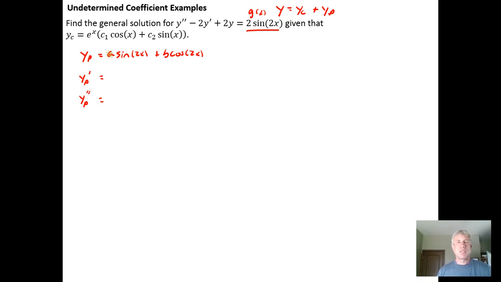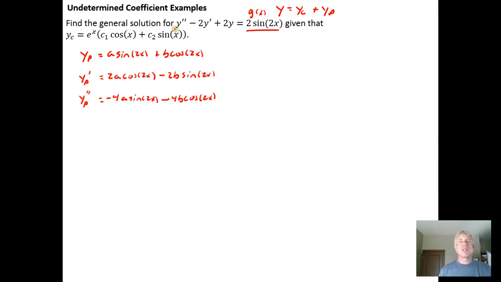So taking the derivative of this first term will give me 2 times a times the cosine of 2x. And then the derivative of this one will be minus 2 times b times the sine of 2x. And then we take the second derivative, so we're going to get minus 4 times a times the sine of 2x minus 4 times b times the cosine of 2x.